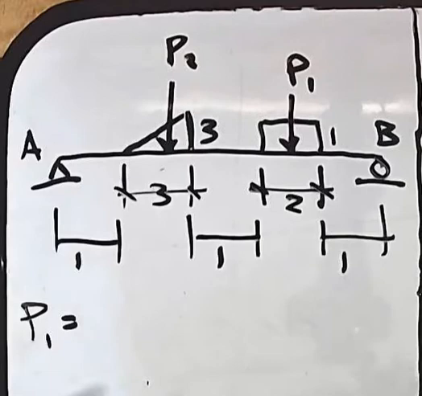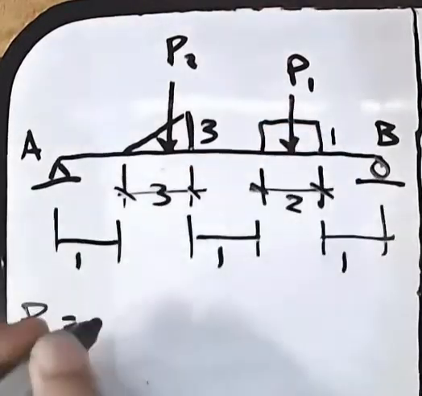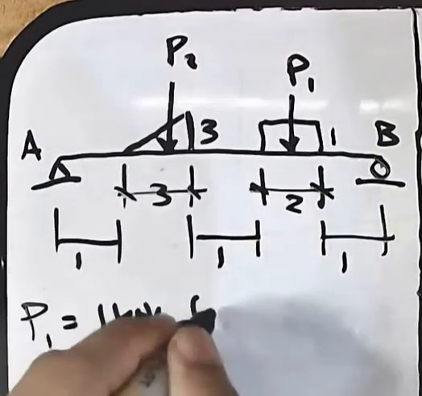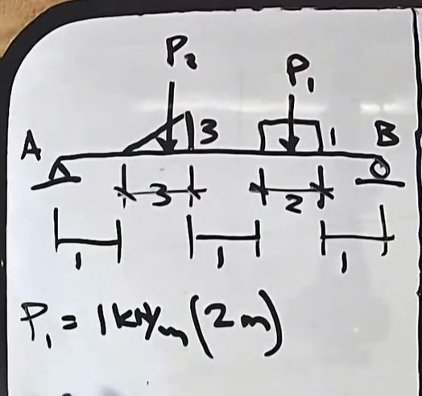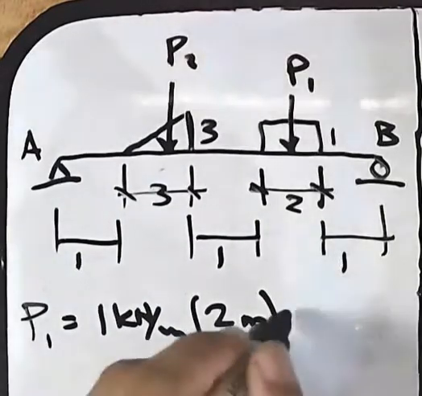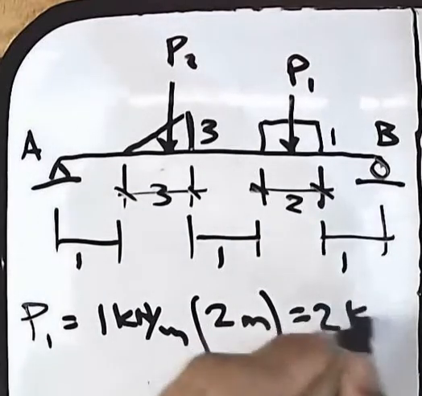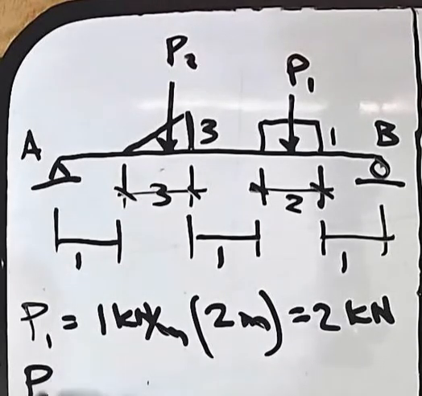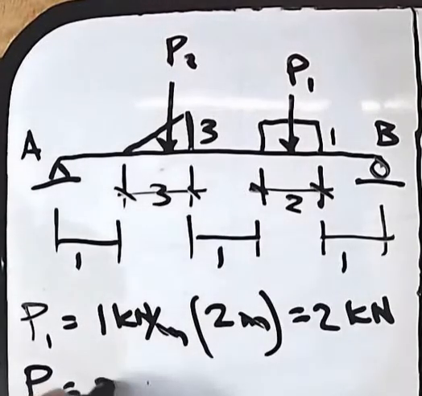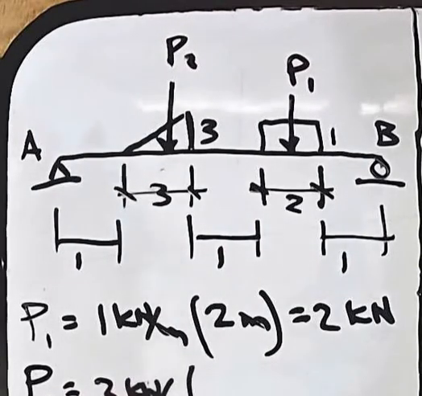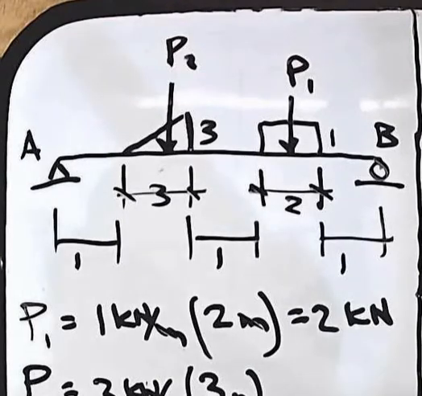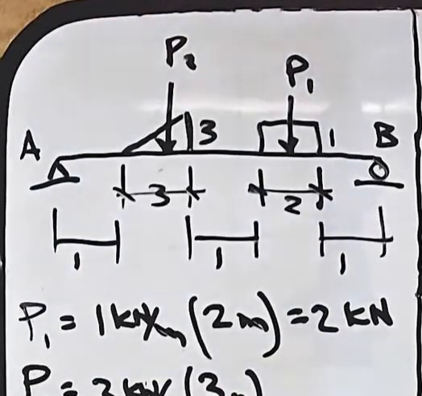P1. Since this is 1 kilonewton per meter, P1 is 1 kilonewton per meter multiplied by 2 meters. This is simply the area of your load. So this becomes 2 kilonewton, since the meter and meter cancel. And then P2, this is again the area, 3 kilonewton per meter multiplied by 3 meters divided by 2 will give you 3 kilonewton.